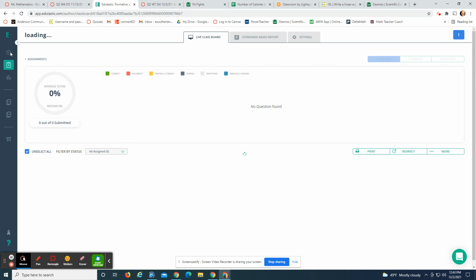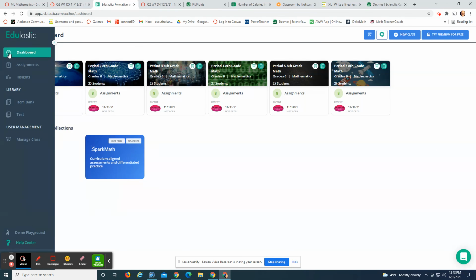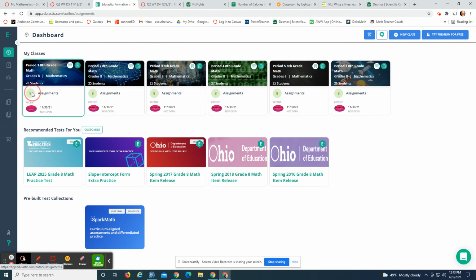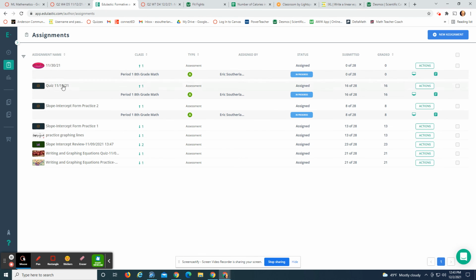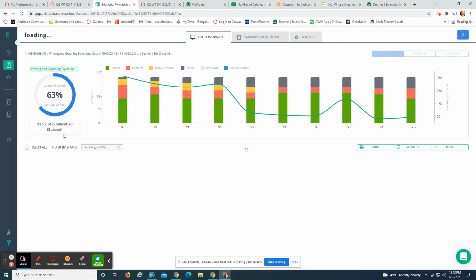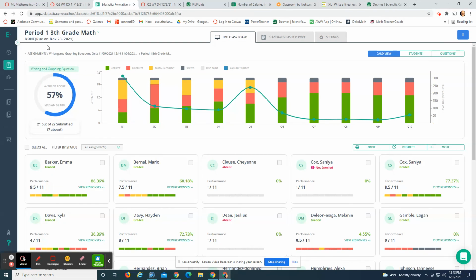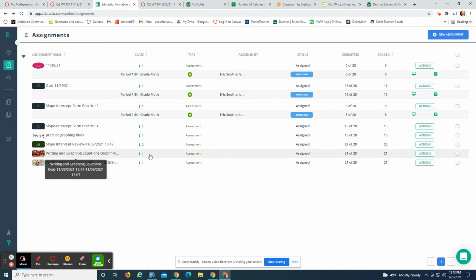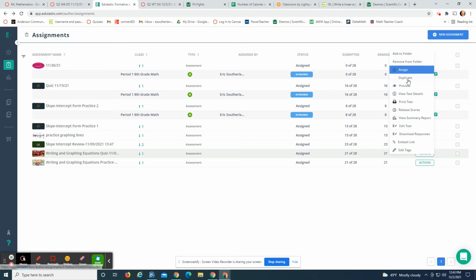Mine looks a little bit different because mine's a teacher's account. So the assignment for November 12th should have been labeled as November 12th. So we'll double check and make sure this is the right one. Yes, this is the right one here. So you would go back and you would do on the Edge Elastic, it's called Writing and Graphing Equations Quiz. And so Writing and Graphing Equations Quiz, we're going to preview it.